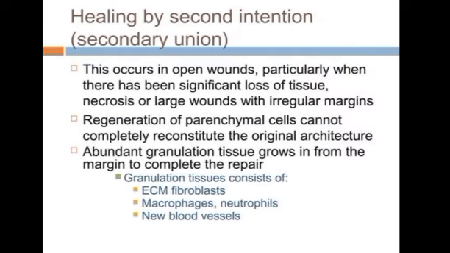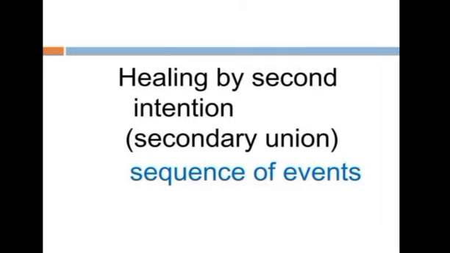Second intention occurs in open wounds. Regeneration of the parenchymal cells cannot completely reconstitute the original architecture. Abundant granulation tissue grows in from the margin to complete the repair. Granulation tissue consists of macrophages, neutrophils, new blood vessels, and fibroblasts.